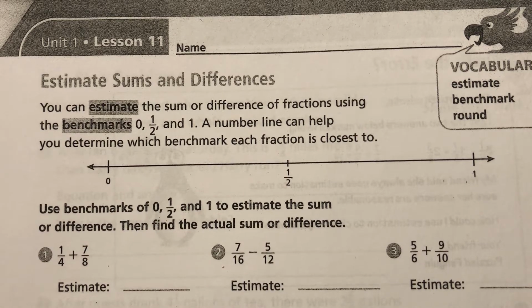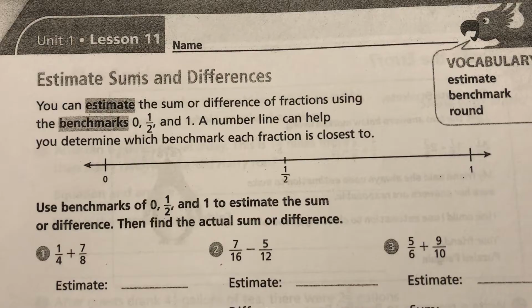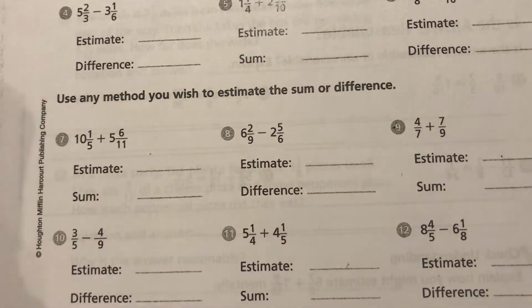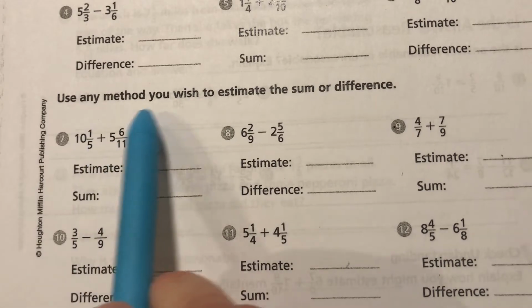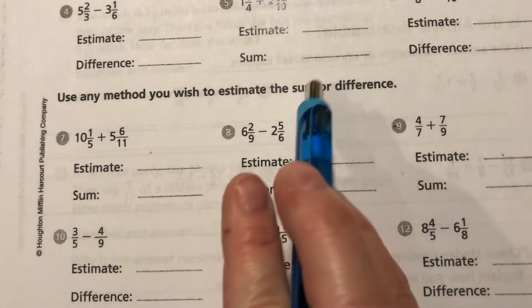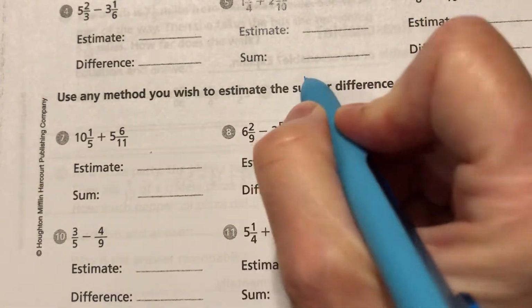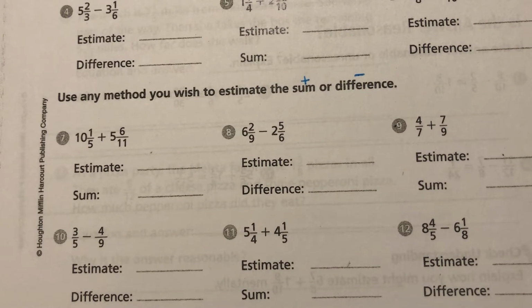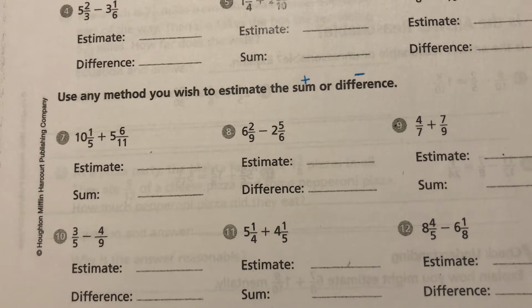What I'd like to do is just problems 7 and 8. So hop down to the bottom, these two problems right here. It says use any method you wish to estimate the sum or difference. Remember, the sum is just the result of an addition problem, and the difference is the result of a subtraction problem. So that's all those directions mean. We spent a lot of time focusing on whole number estimation yesterday, and I'd like to spend a little bit of time on rounding to the nearest half. We've been doing that in our number talks.